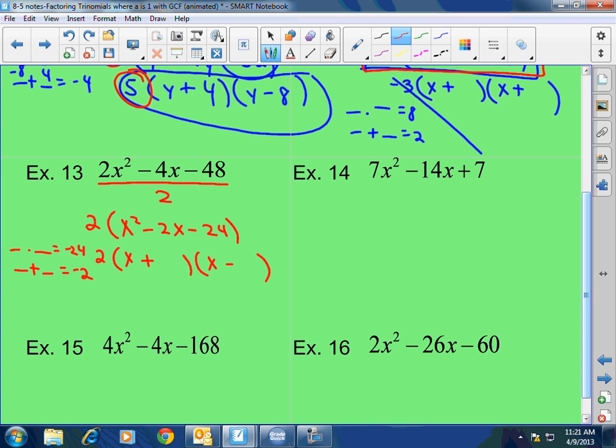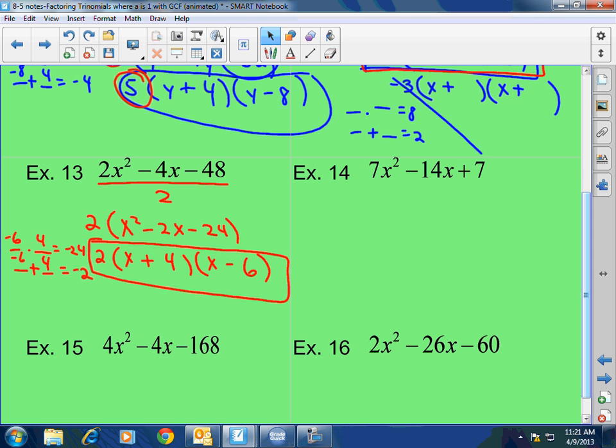6 and 4. No, negative 4 and 6 is not going to be negative 2. It's going to be negative 6 and 4. Because negative 6 times 4 is negative 24. Negative 6 plus 4 is negative 2. So here's the 4. Here's the negative 6. And that's my answer, including my GCF that I factored out.